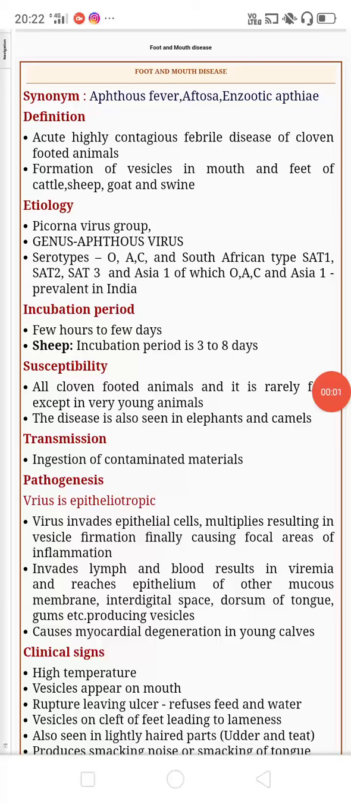So hello friends, myself Tawheed and here I am going to discuss foot and mouth disease in animals. The synonyms of the disease are aphthous fever, aphthosa and enzootic aphthae.